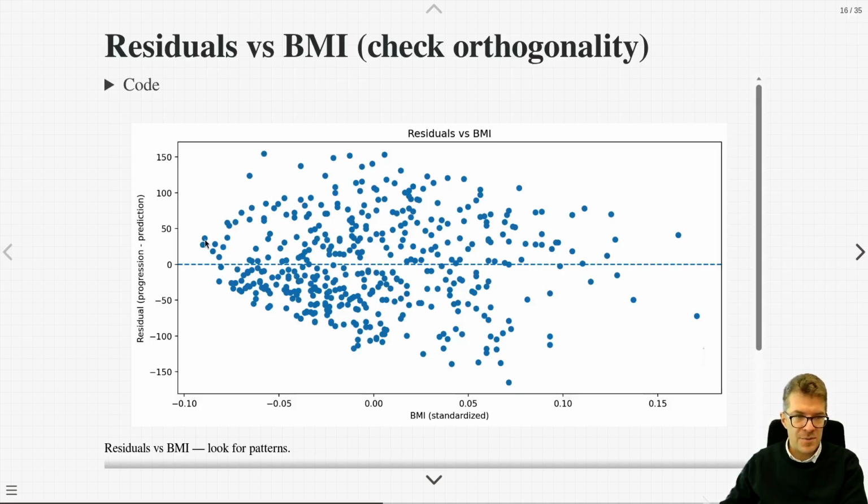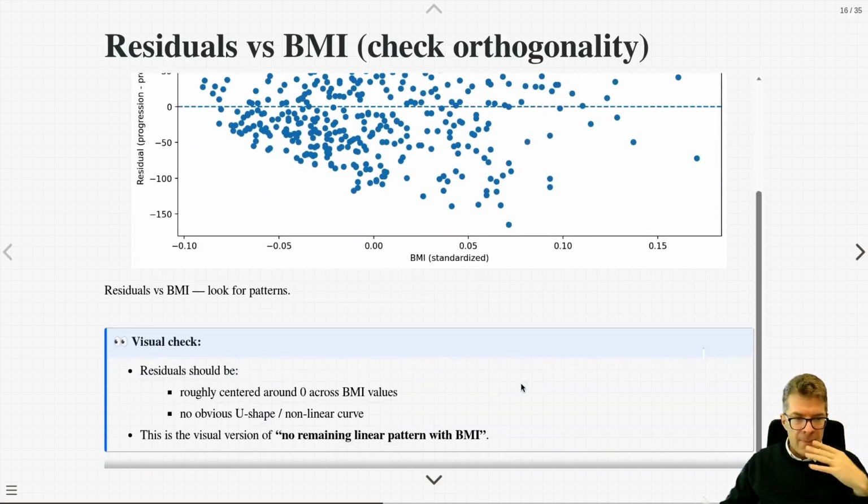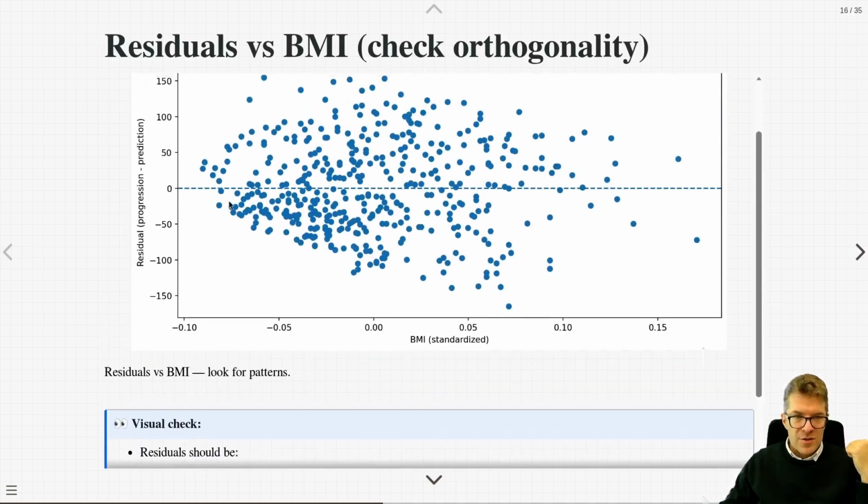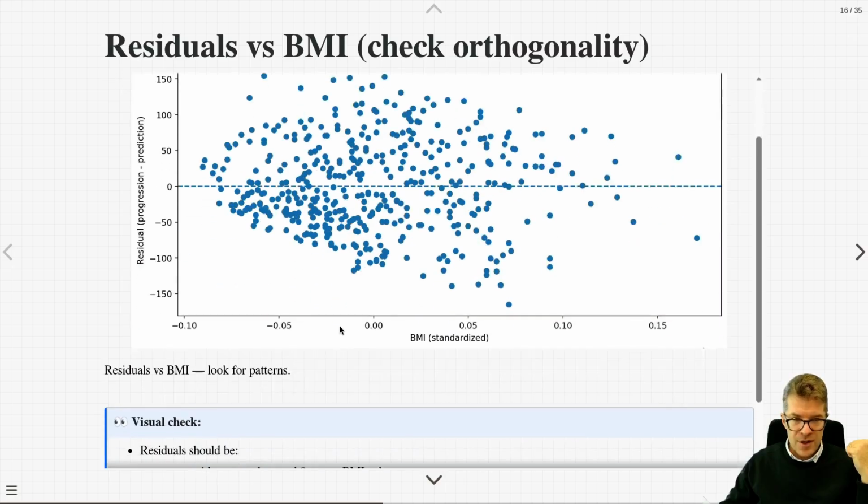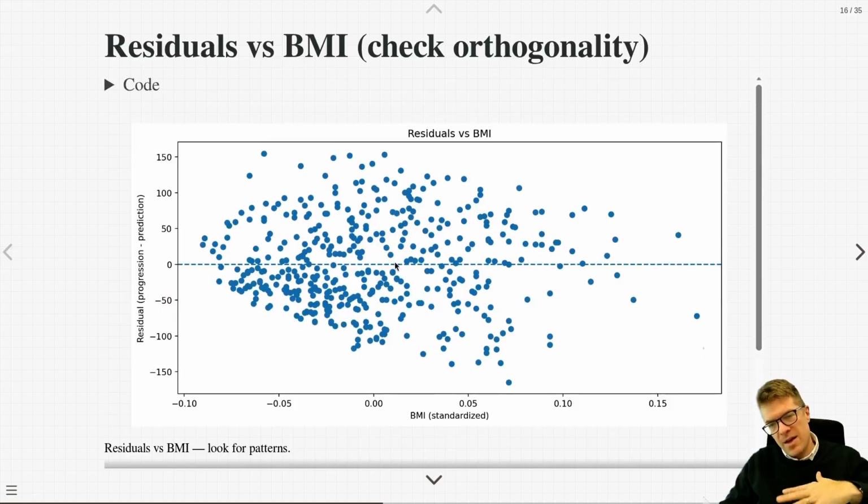So this is the progression, like the actual values y minus the prediction for each of our BMI values. You can see that this cloud is pretty wide. Something to look at in this graph is, are these residuals more or less centered around 0, as they should be? You should have roughly the same amount of positive and negative examples. And that seems to be, again, very superficially, somewhat the case.